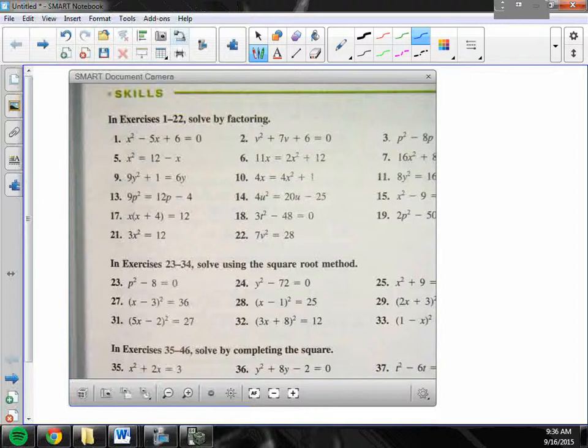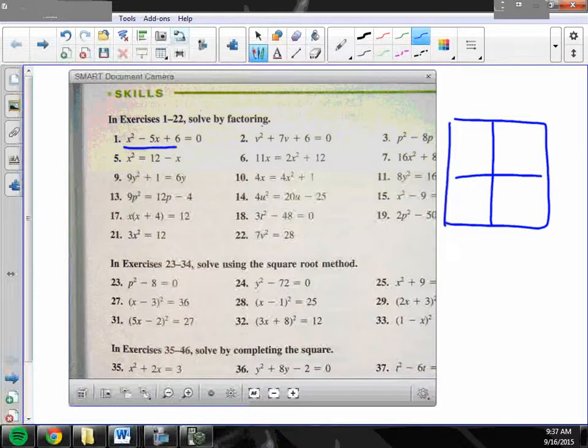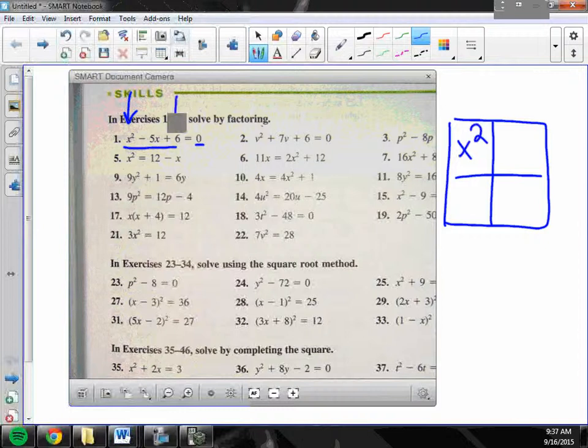For some of the easier ones, you don't really need to, but for the more difficult ones, it's certainly the easiest way to do that. So I'm going to draw a box, and in order to factor, the quadratic has to equal 0. And then you take the first term, and you stick it in the first square in the box, and you take the last term, and you stick it in the last spot of the box, and then you multiply those two terms together. So x squared times 6 is 6x squared.